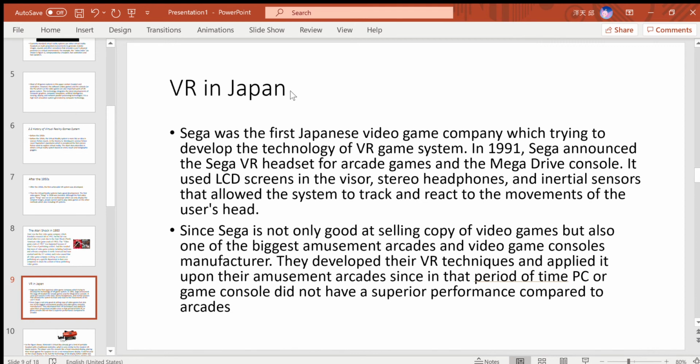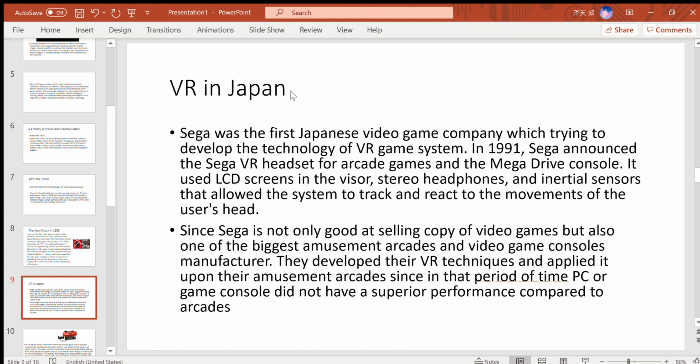Because of the Atari shock in 1983, the video game industry in North America just crashed. So the center of the video game industry moved to Japan. Sega was the first Japanese video game company which tried to develop VR game system technology. In 1991, Sega announced the Sega VR headset for arcade games and the Mega Drive console. It used LCD screens, stereo headphones, and sensors that allow the system to track and react to the movement of the user's head.